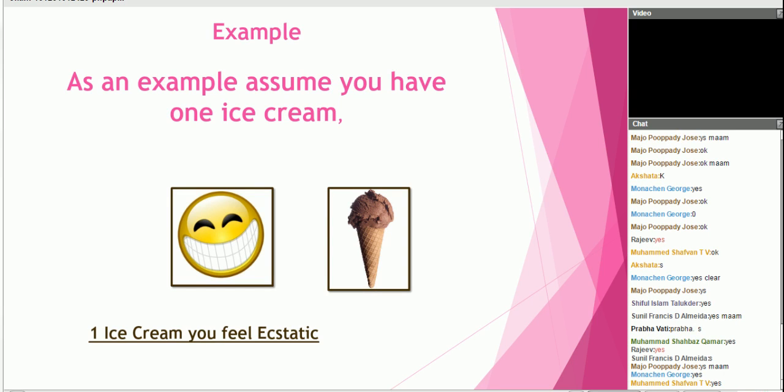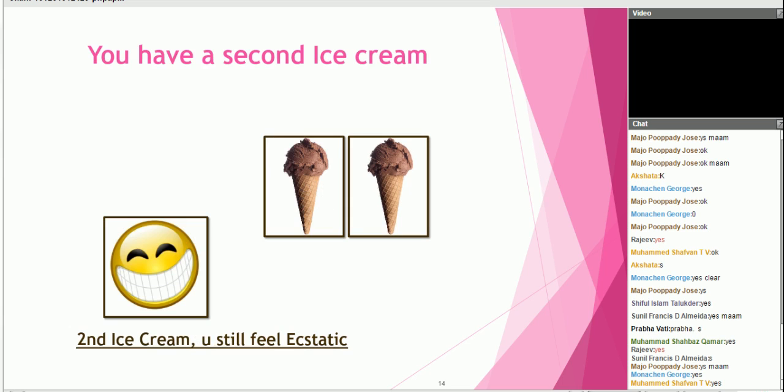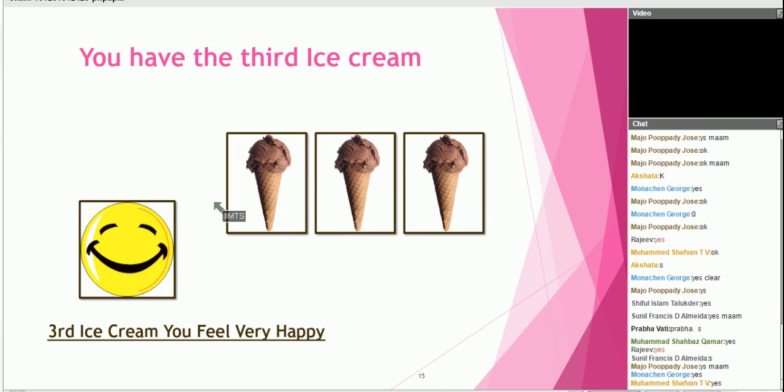You can see in the example, suppose you have one ice cream, so you feel ecstatic. What is the meaning of this word, ecstatic? Ecstatic is extremely happy, when your happiness knows no bounds, it's limitless. So you'll feel very happy. When you go for the second unit, you will still feel ecstatic. It is for a small kid who is very fond of eating ice creams. Then the second, you will feel ecstatic. The third, you will feel very happy.